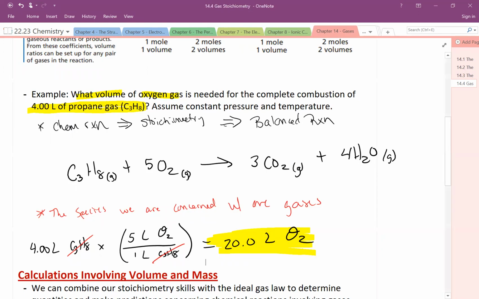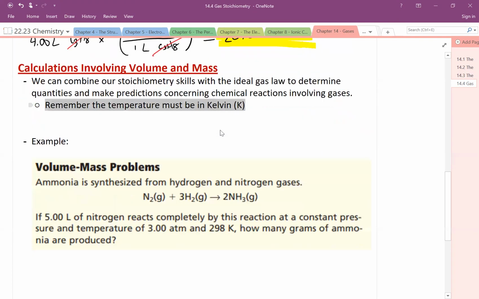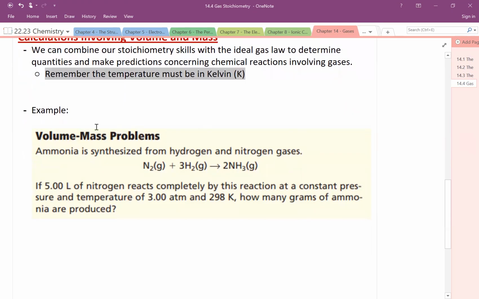Hopefully you see in this equation that our concept of using volume ratios can make this much, much easier. Okay, let's look at making this a little bit more complicated. So calculations that involve both volume and mass. If we combine our stoichiometry skills, like real stoichiometry skills, the gram to mole to gram, with our ideal gas law, we can do some very useful calculations. And I want you to remember, of course, that your temperature does have to be in Kelvin because we are talking about the kinetic energy of particles.